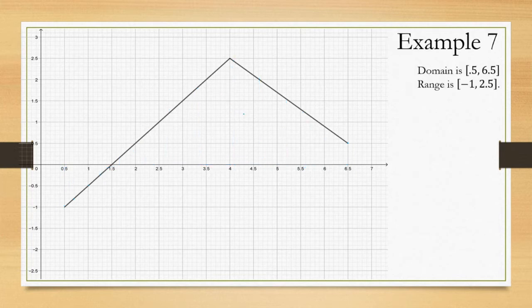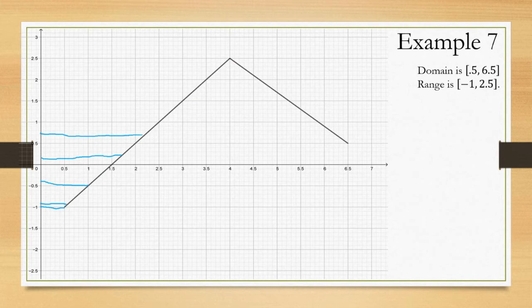For the range though, right? Why is the range from -1 to 2.5? Well, let's draw those horizontal lines. As you can see down here, -1 is definitely in the range, right? So if we keep on drawing those horizontal lines, right? It looks like the graph is always to the right of the y-axis, okay?